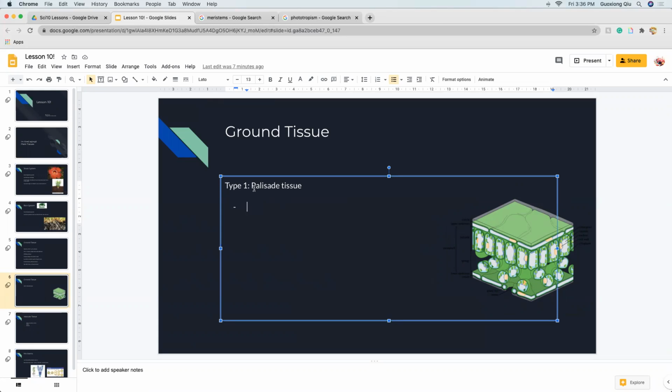As I mentioned, there are two types of ground tissue in the leaves. The first type is the palisade tissue, which is located right below the epidermis. If you look here on the right, it's a leaf. This is the cells, the inside of the leaf. This weird clear part is the cuticle, the waxy layer that protects the plant from disease. And then this thin part is the epidermis, or the skin of the plant. And right below that, we have the palisade mesophyll tissue layer.